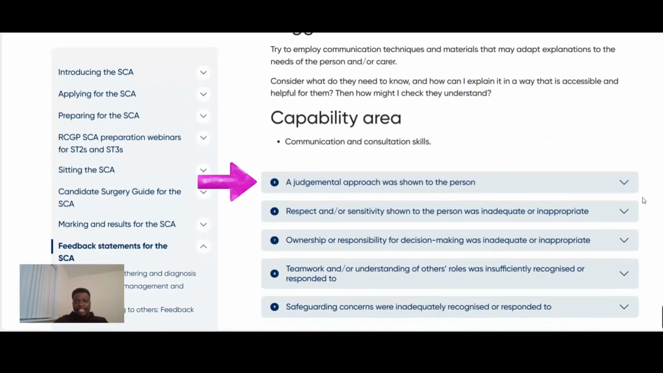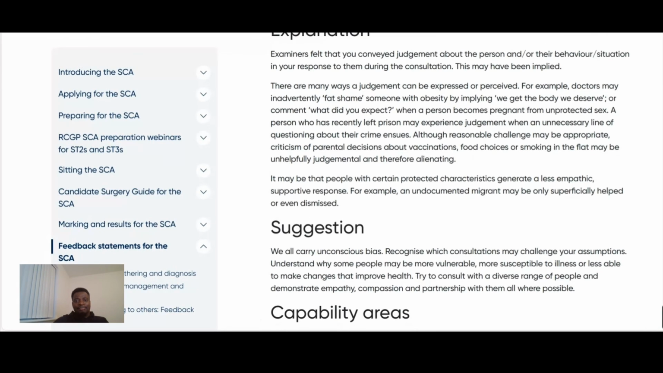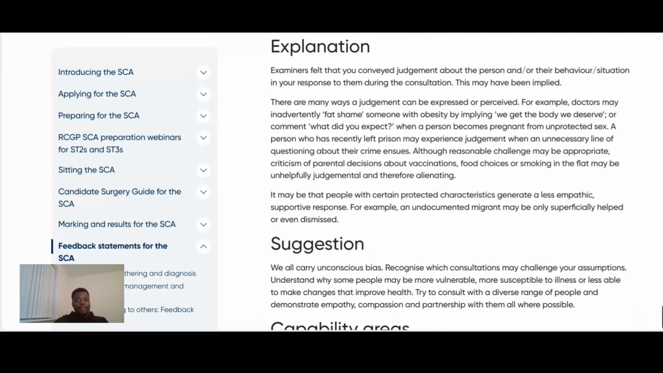The next one is that a judgmental approach was shown to the patient. A judgmental approach does not actually mean we are clearly judgmental against them. Many times they are subtle. They can be expressed, they can be perceived, but they can be picked up as well. If, for instance, you see a 16-year-old who has got pregnant from unprotected intercourse, and the way you go about it, "you're only 16, and you did this," will mean that one is being judgmental to the patient.